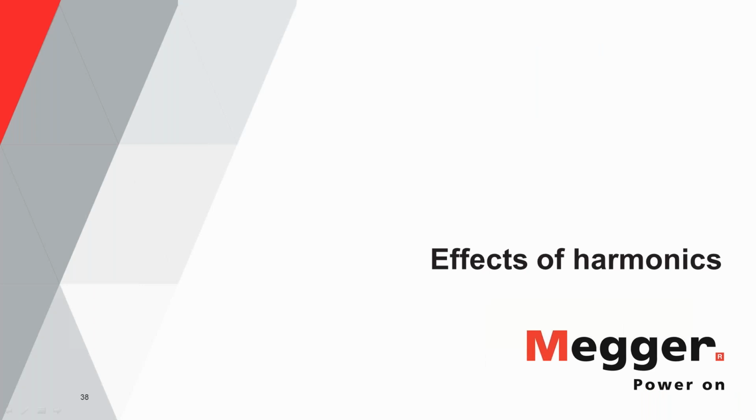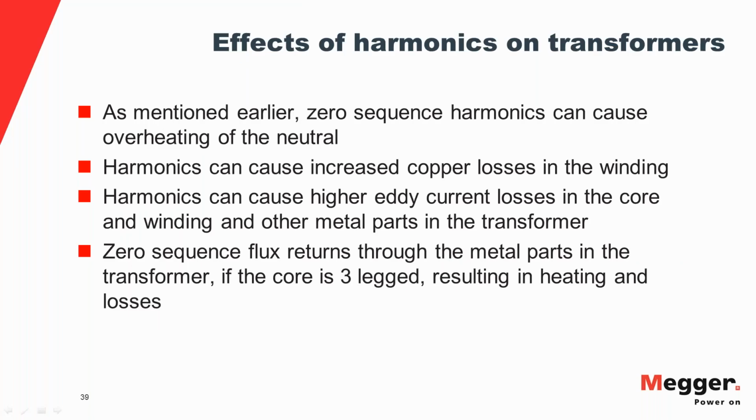Effects of harmonics. So what effects do harmonics have on the system? We already spoke a little bit about how zero sequence harmonics can cause overheating of the neutral. Harmonics can also cause increased copper losses, or I squared R losses. Harmonics are essentially currents, so they add to the heating effect that happens when current flows through a conductor.